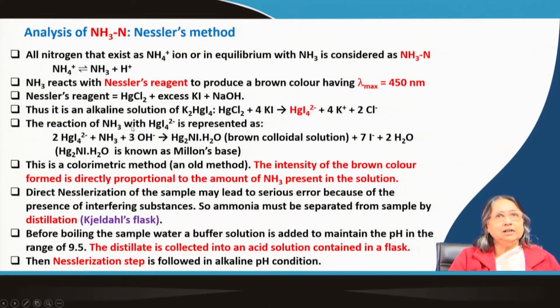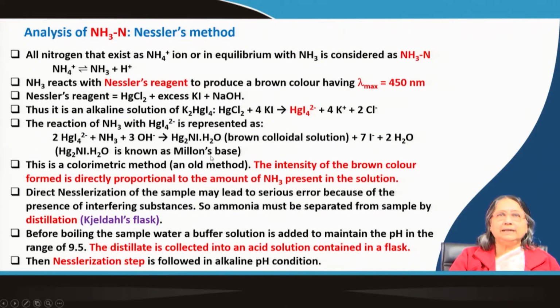Now, the reaction of NH3 with this is represented as, this is the Nessler's reagent, that is the anionic part, and then ammonia in presence of alkali, it forms this complex. Okay. This is a complex which has the brown color, okay, and it is a colloidal solution that is formed. Okay. This is the balanced equation.